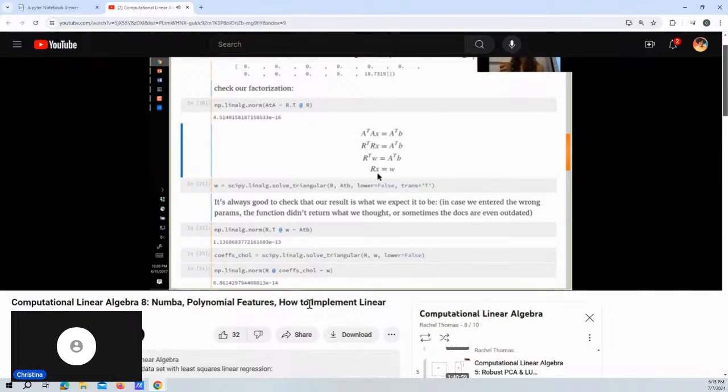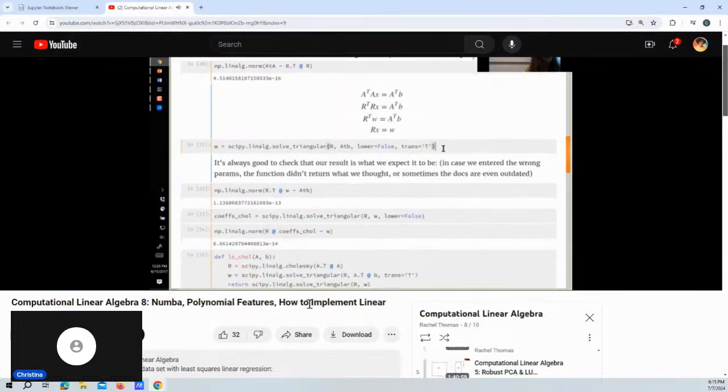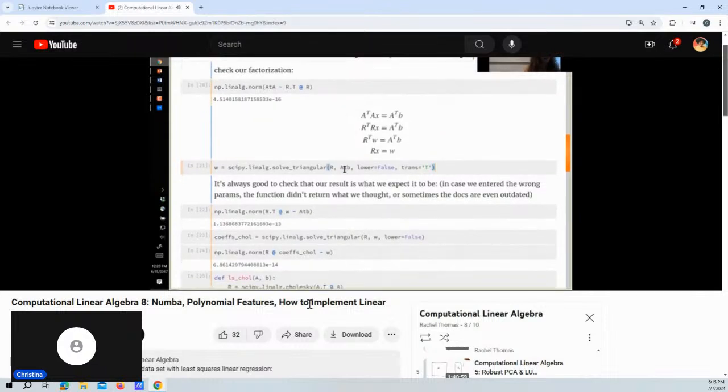Are there any questions about this, or questions about why it's easier to solve a triangular system of equations? Okay, so this is just a rewriting of the least squares linear regression problem, kind of working our way towards X.